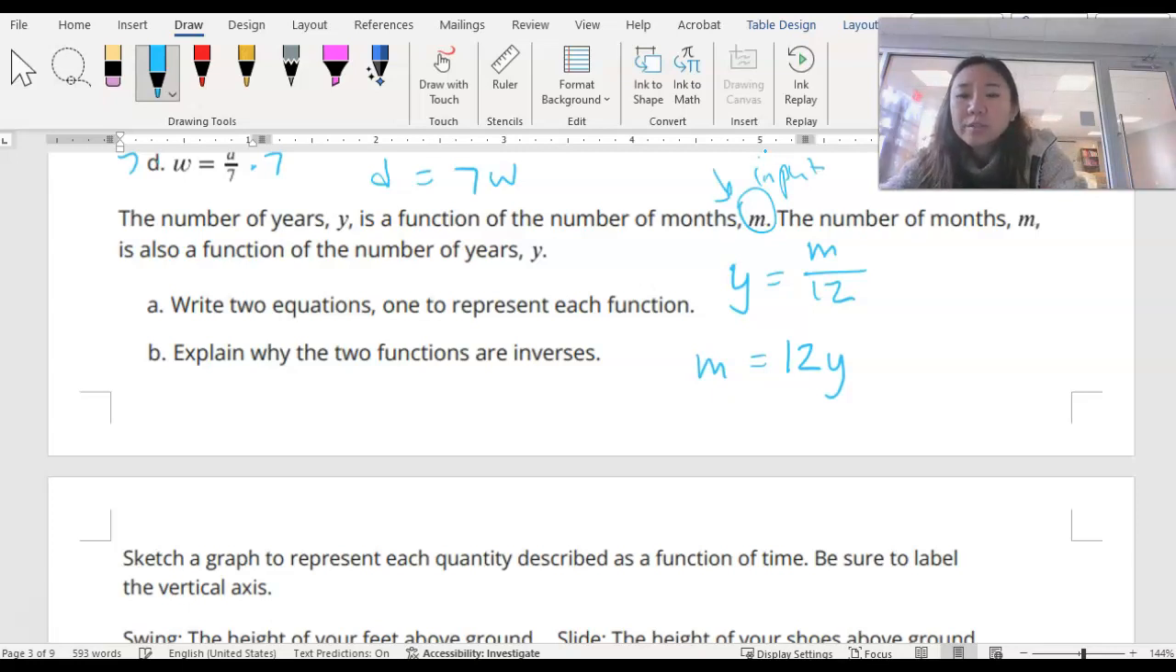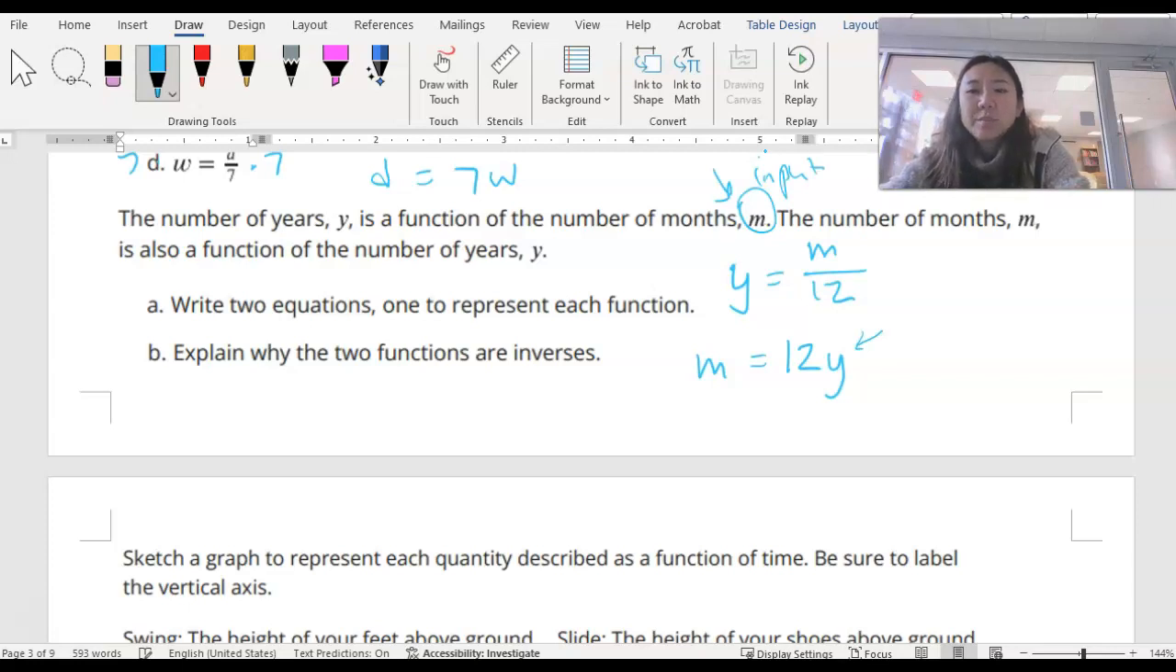If I said 2 years, I would plug 2 in here and that would give me 24 months. That's true. We know that 2 years is 24 months. If I were to plug in the months here, let's say I had 12 months, 12 divided by 12 is 1. That gives me 1 year. If I were to plug in 18, it would give me a year and a half, right?